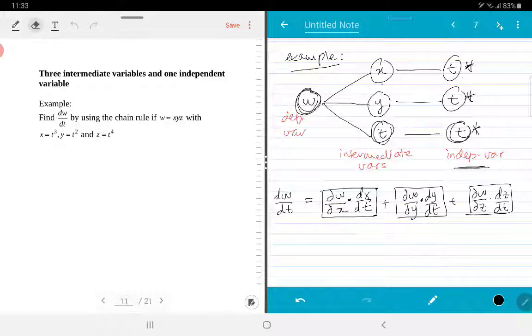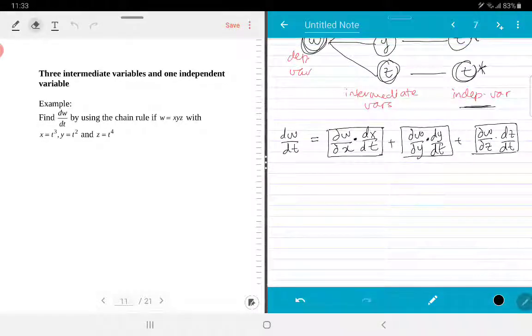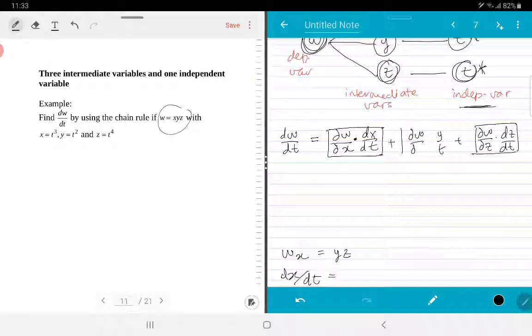Okay, so now we're going to find all the terms. Okay, we need partial W, partial X. So this is our W. Differentiate W with respect to X. So we consider y and z as constant. So we have yz. We also need dx dt. Differentiate x with respect to t. That would be 3t squared. And this one is y.